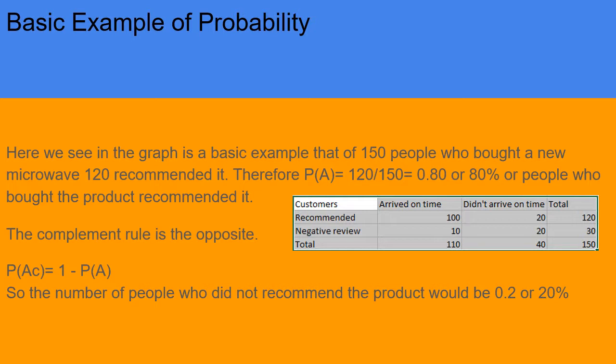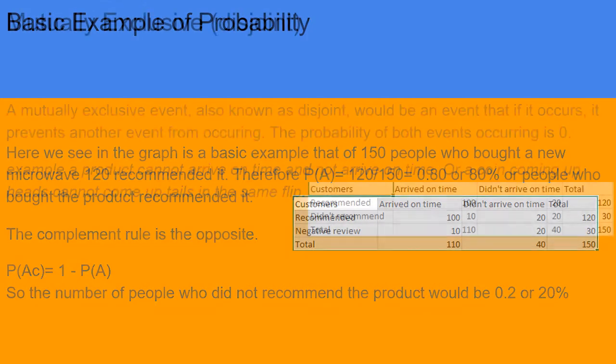Now, the complement rule finds the opposite. So P of the complement of A would equal 1 minus the probability. To find the complement, you would find the probability, which is 80%, and then do 1 minus 0.8. So the people who would not recommend it, or all the other possible outcomes except for recommended, if you had 3 or more outcomes, would be 20%.